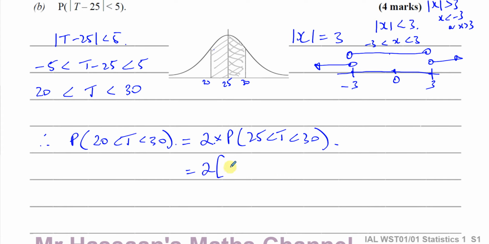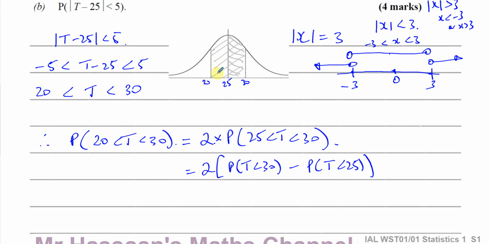So if I find the probability that t is less than 30, that will be the area from 30 all the way back to the beginning. And I take away from that the probability that t is less than 25, which is going to be the area from the midpoint, 25, all the way back to the end, which is going to be 0.5. I know that, it's half the area. And I multiply that by 2. I've got this whole area.